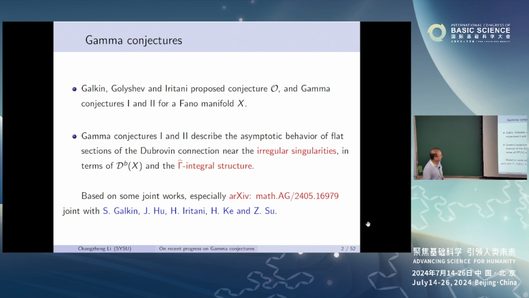Some of the highlights of the talk is to discuss the counterexample of the conjectures. And this is based on my joint work with Sergey Galkin, Jianxun Hu, Hiroshi Iritani, Huazhong and Zhitong Shu.